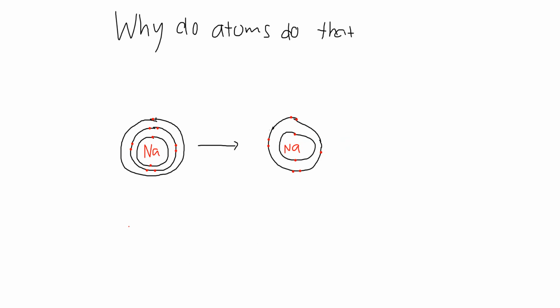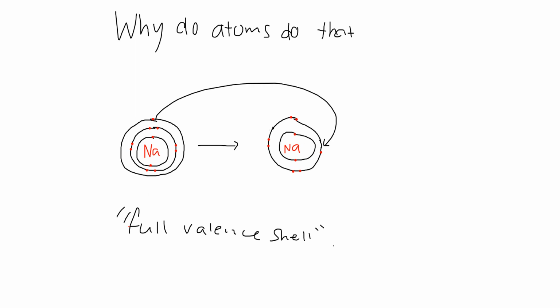But why do atoms even do this? Well, atoms form bonds because they want to become more stable. A lot of atoms become stable when their outer electron shell is full. This is sometimes called having a full valence shell. So, some atoms can become stable by losing electrons, and other atoms can become stable by gaining electrons. This is exactly what happens in ionic bonding.